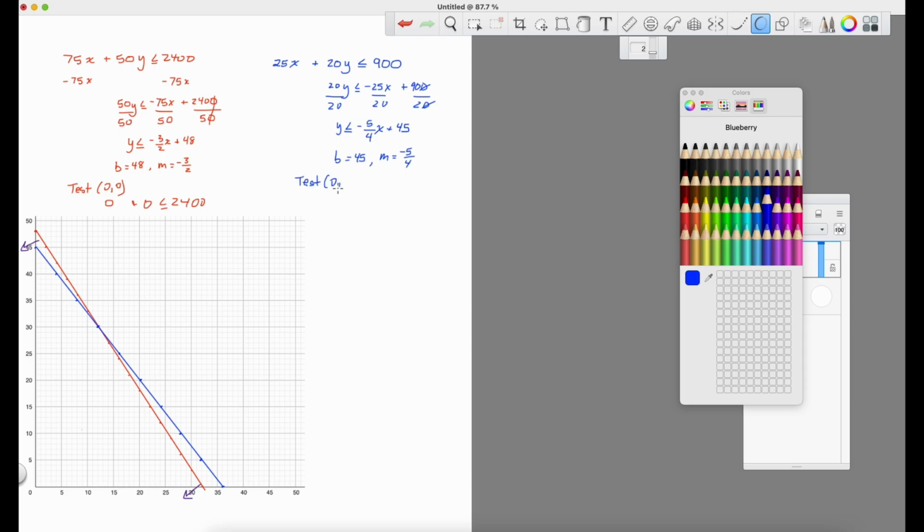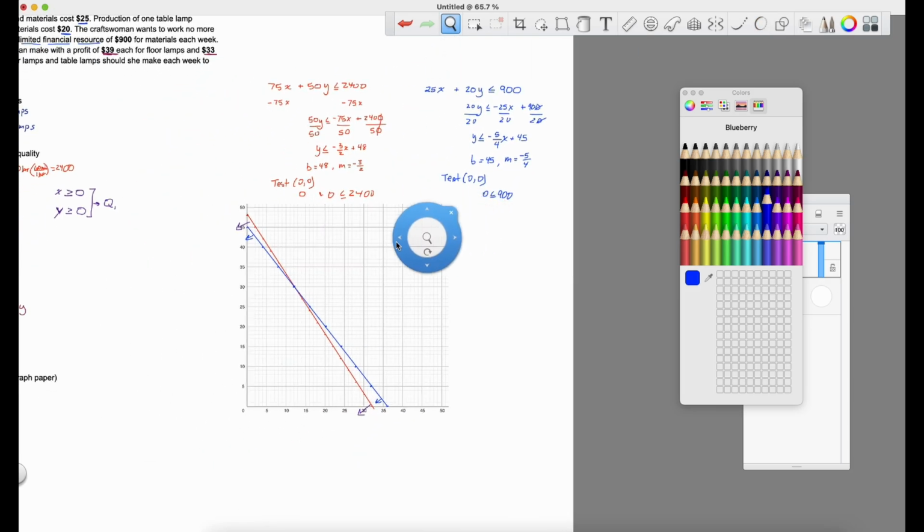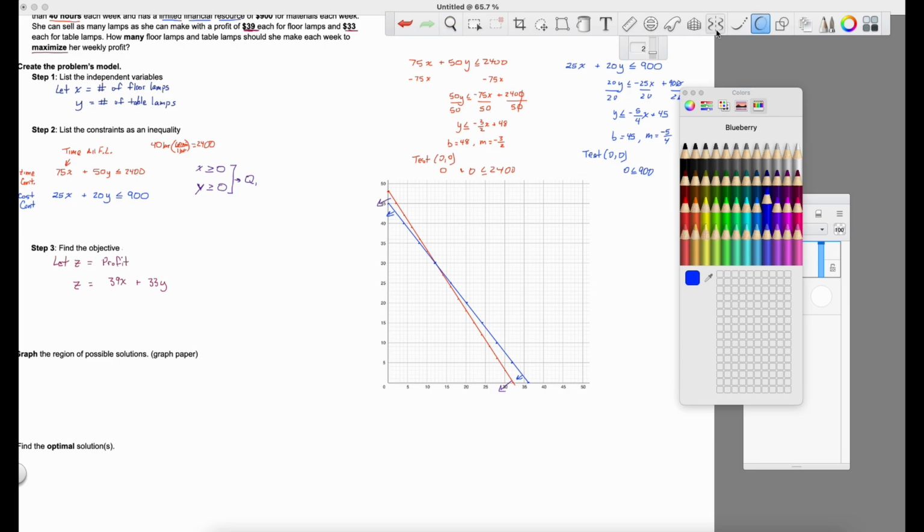We test 0, 0. 0 is going to cancel on both of these, and we're just going to get zero less than or equal to 900. That's true, so we're going to be shading this direction. And so our x is greater than 0 is going to be everything to the right. Our y is greater than 0 is everything up. And so our shading is going to be, I guess let's thicken this up. Everything in here.